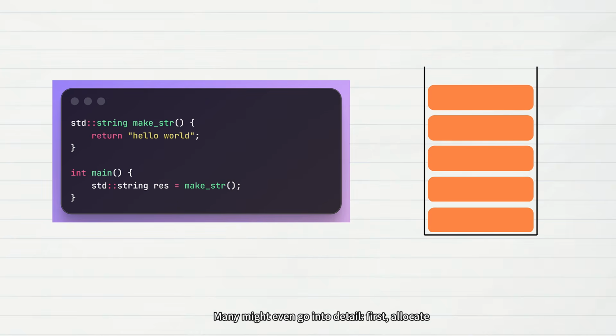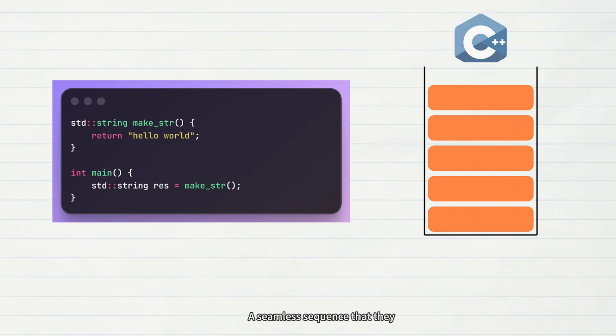Many might even go into detail. First, allocate stack memory for the temporary object. Call the string constructor, copy the string data, trigger a move upon return, then destruct the temporary object, a seamless sequence that they believe is how C++ executes.